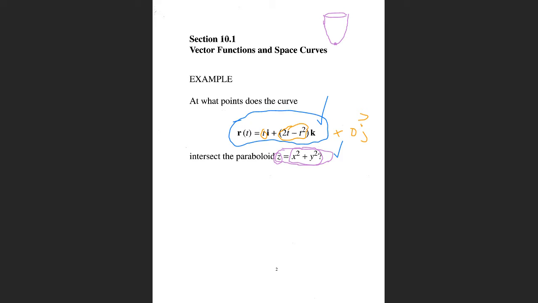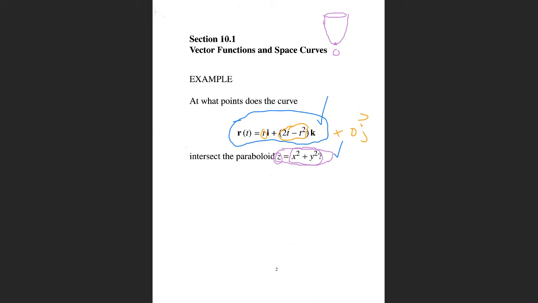And it starts from the origin, right? Well, so the space curve will pass through the paraboloid. How many points do you think it will pass through on the paraboloid? I mean, it says at what points does the curve, that space curve, intersect the paraboloid? How many points do you think it'll intersect in? 2 sounds good to me.